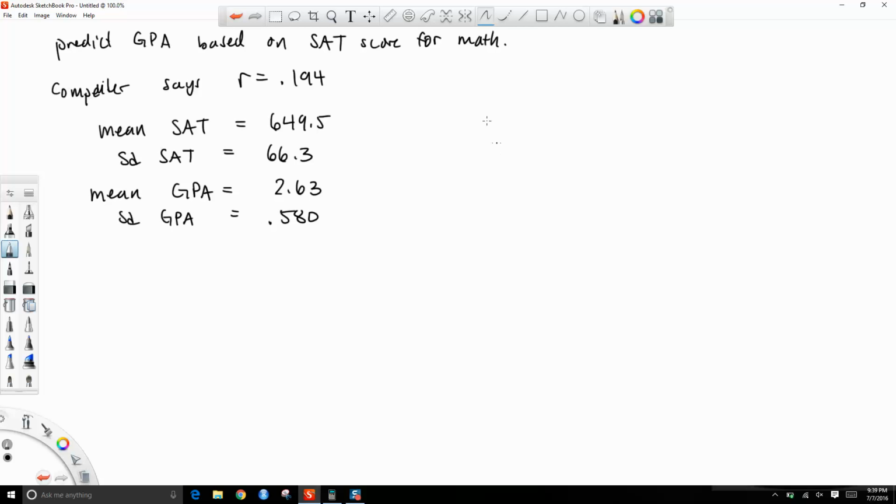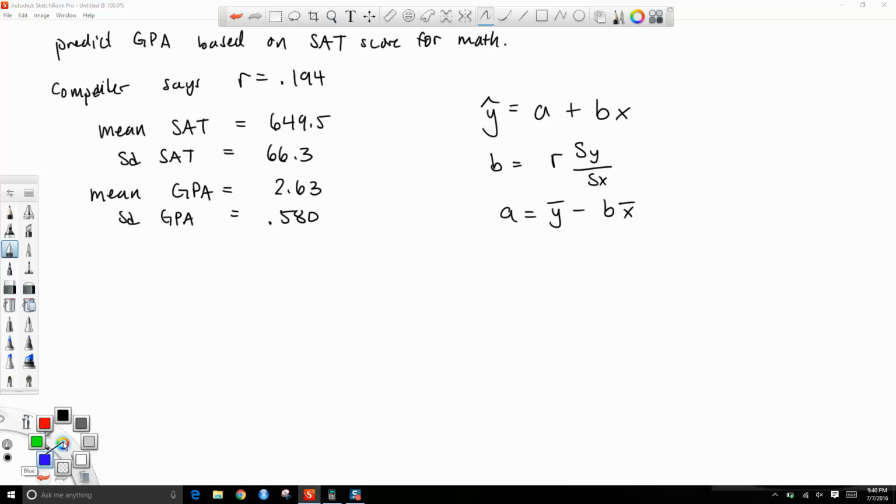Okay, so we want to create y hat is equal to a plus b times x. And I'm going to just throw out formulas. B is r times sy over sx. These are the formulas. And a is y bar minus b times x bar. Okay, so let's solve this.